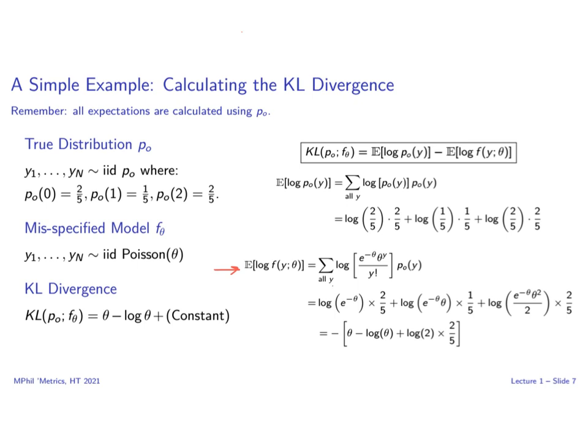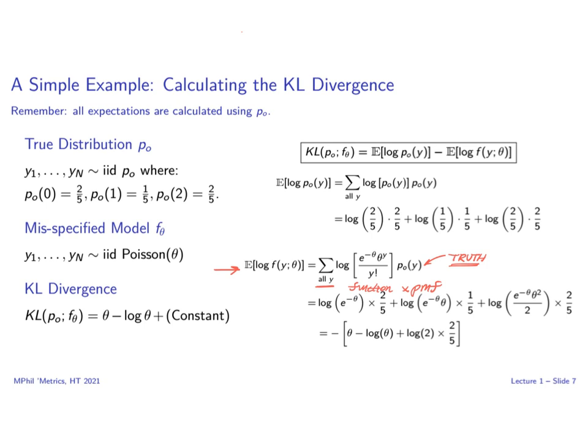Once again, the expectation of a function of a discrete random variable is equal to that function, evaluated at y, multiplied by the associated probability of y taking on that value, summed up over the support set of y. Again, these expectations are all evaluated using the true distribution p naught. So we're summing over the true support set of y, not the support of a Poisson, which is our incorrect model, but the support set 0, 1, 2. And we are using p naught to calculate the probabilities that go into this expectation.